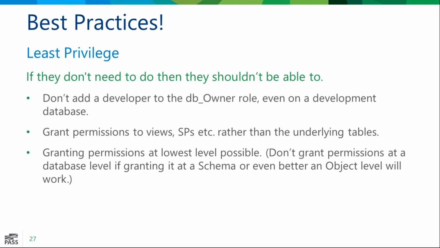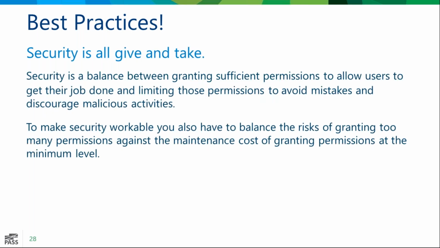Because security is one of those things where it's a balance. It's all give and take. Security, we have to, on the one hand, one of our primary jobs, make sure that our users can do their work. They have to be able to do their job. But they shouldn't be able to do anything past that. On the other hand, we have to be able to maintain the system. If we have 1,000 instances, there is just no way we can maintain the system at an object level. So we have to do it at the database level and then have exceptions.